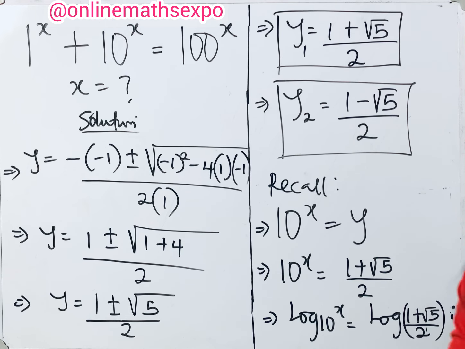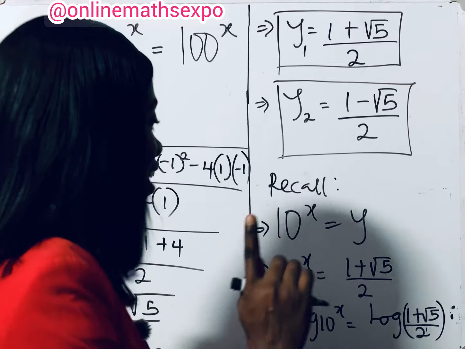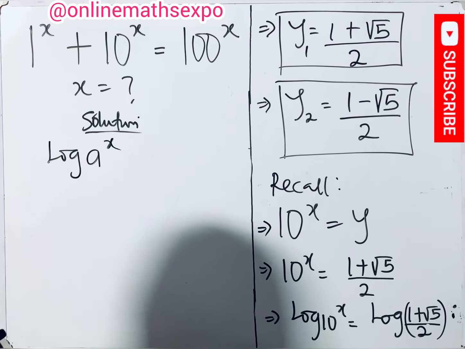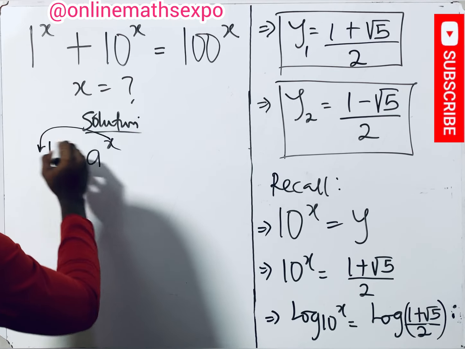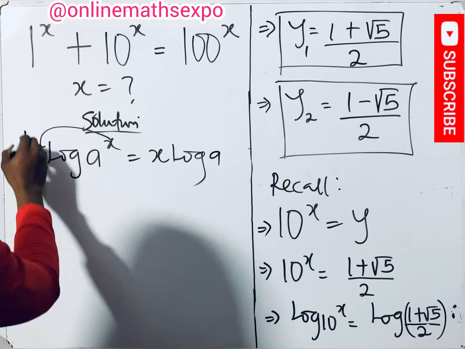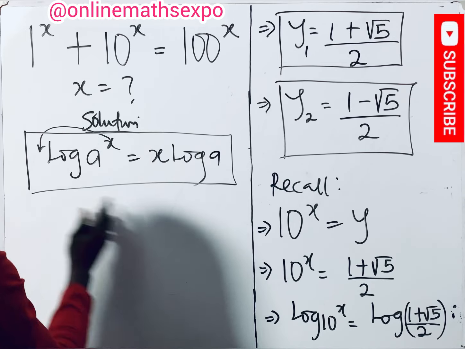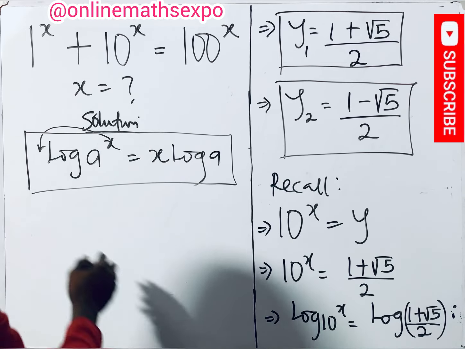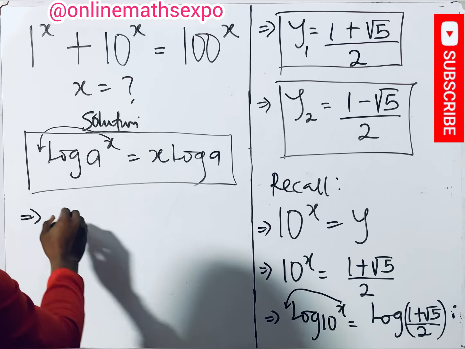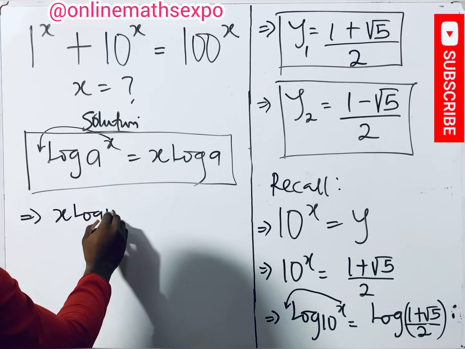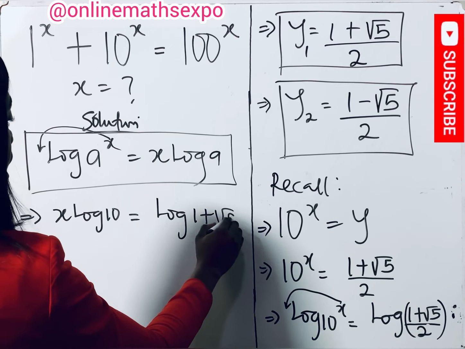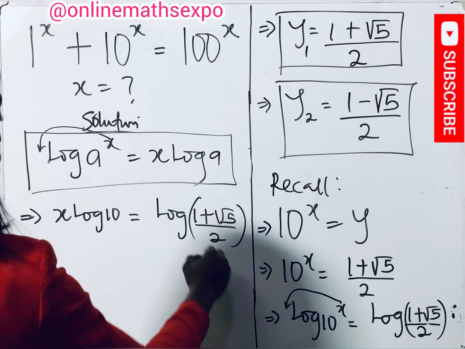Now what do we do again? Remember this rule of logarithm, which says log of a number to the power of x: just use the power to multiply the log, so it becomes x log, then repeat this log a. So we are going to apply this rule. From here, we are going to use x to multiply, so it gives us x log 10 is equal to log of 1 plus root 5 divided by 2. You see what we're doing?